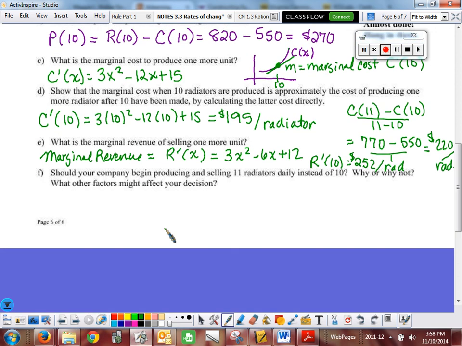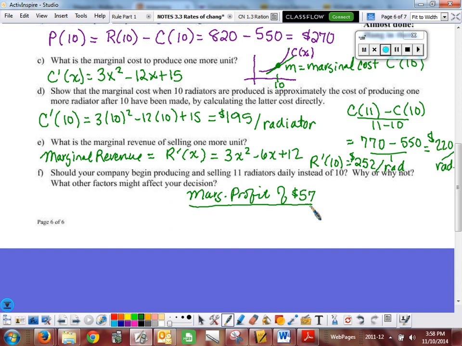All right, so basically, should our company begin producing and selling, and that was per radiator, make sure we have our units on there. So should we begin producing and selling 11 radiators daily instead of 10? So the idea here is, well, first let's look at our profit. Our predicted profit, since the revenue we took in was 252, and our marginal cost is going to be 195. So our 252 minus 195 is going to give us a marginal profit of $57. And so the idea is based on our current costs and our current revenues that we have coming in, we are going to make a profit of $57.